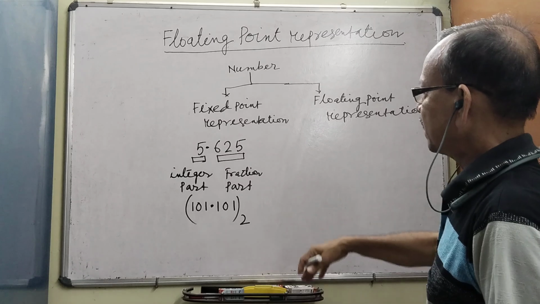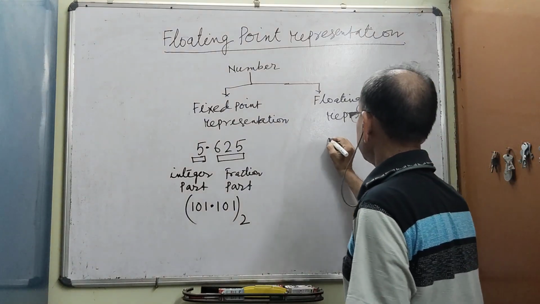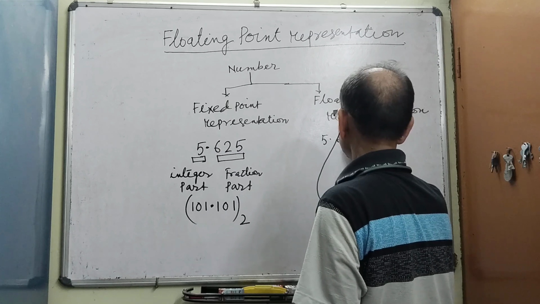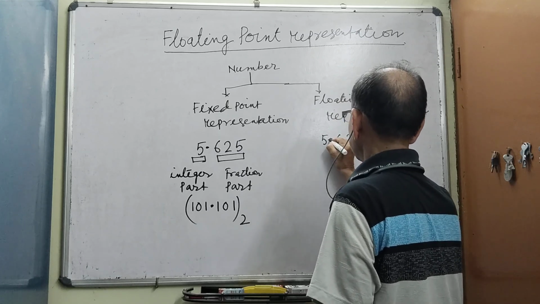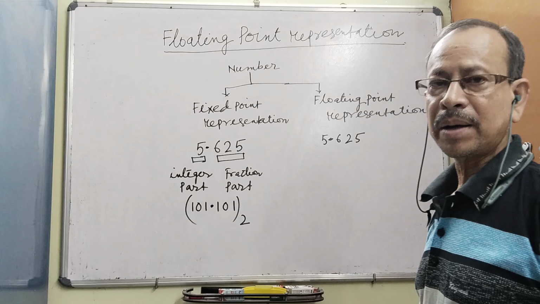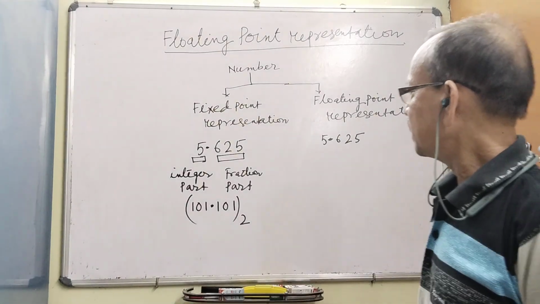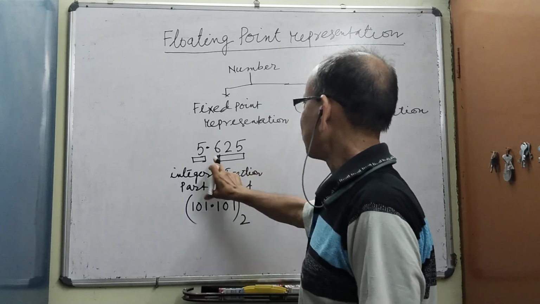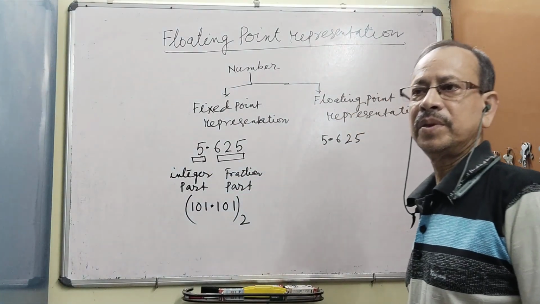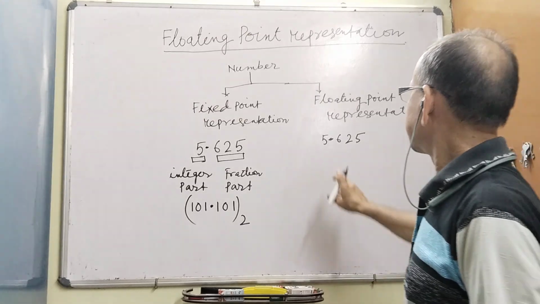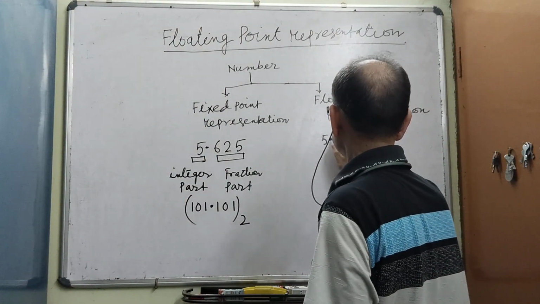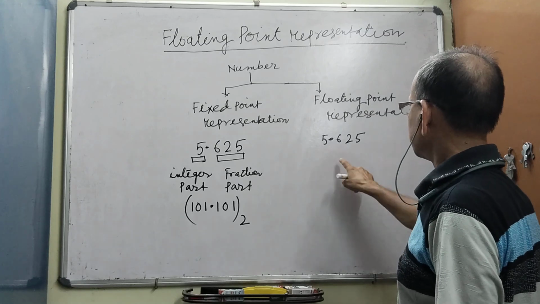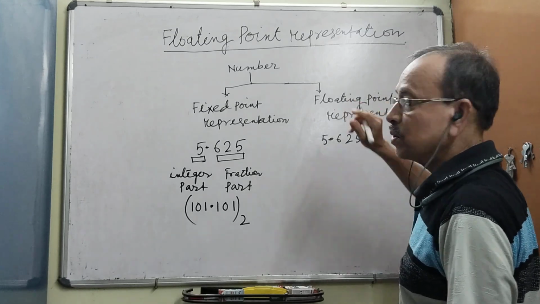If we consider this number in floating point, 5.625, that is in case of floating point number. In case of fixed point number, the number of bit in the integer part and fractional part are fixed. There will be no change. But in case of floating point number, this number can change. As for example, this is the number in floating point.